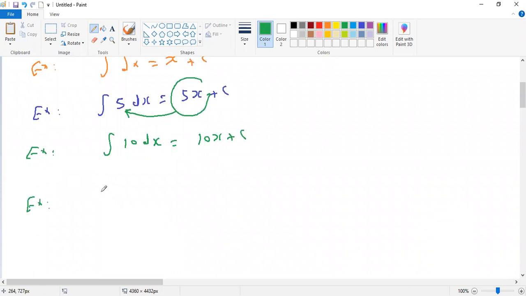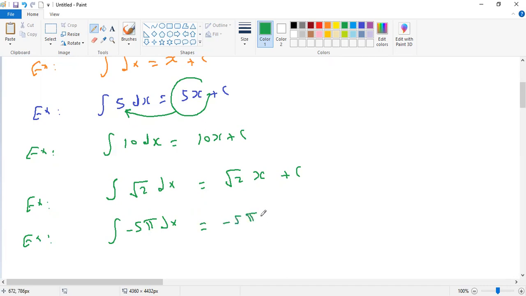Another example. Let us find the integral of square root of 2 dx. So there is no x. So the answer is square root of 2 x plus c. The derivative of x is 1. Another example. We are asked to find the integral of minus 5 pi dx. So there is no x, I mean x to the power 0. I have negative 5 pi x plus c.